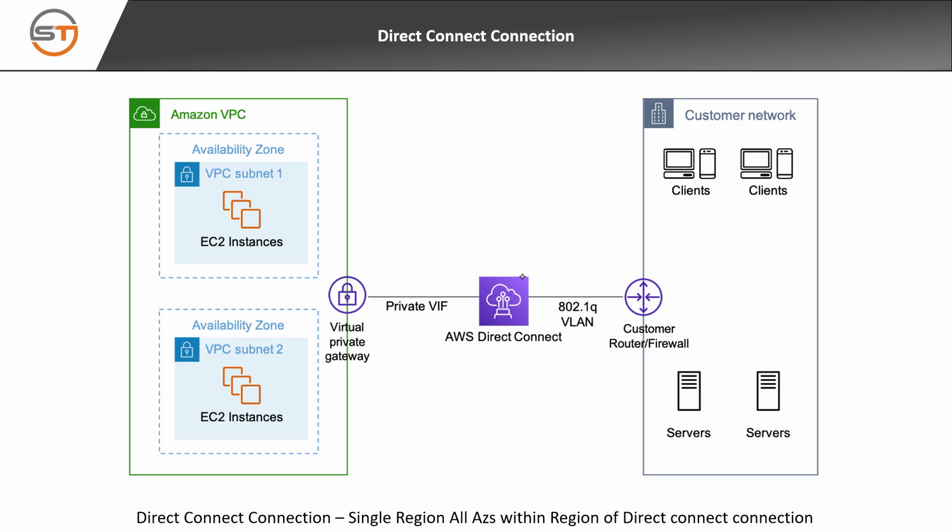So you can see in the diagram, we have an AWS Direct Connect connection. At the customer side, we have the customer router, and at the Amazon side, we have the virtual private gateway. So with AWS Direct Connect, we can connect from your data center to your VPC. A Direct Connect connection is a physical fiber optic connection. It is a little expensive.